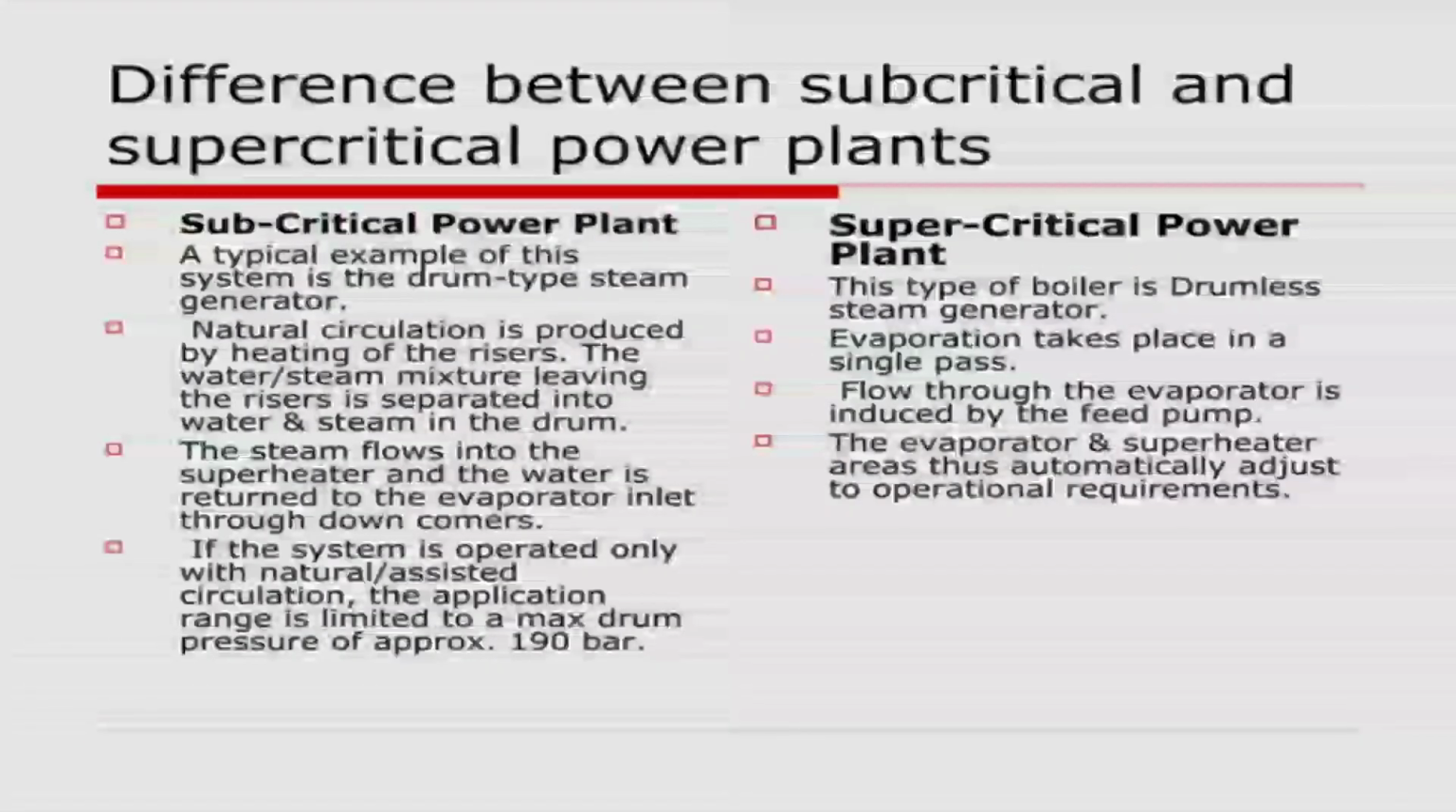190 bar. In a supercritical power plant, the type of boiler is a drumless steam generator. Evaporation takes place in a single pass. Third, the flow through the evaporator is induced by the feed pump. And the last one is that the evaporator and superheater are thus automatically adjusted to operation requirements.